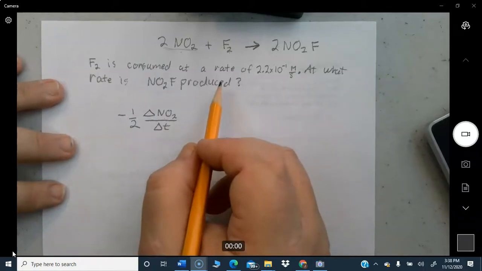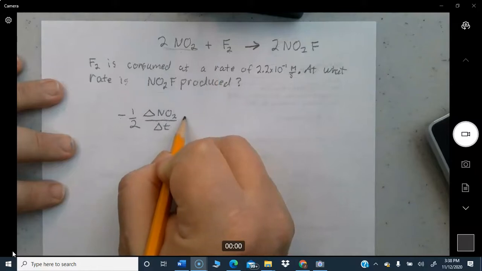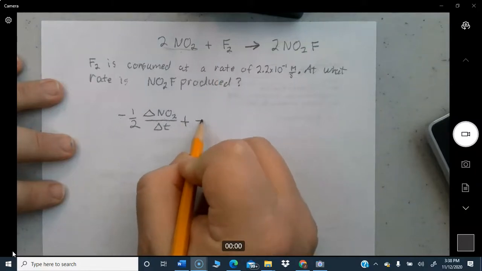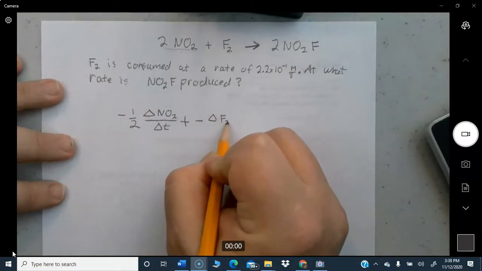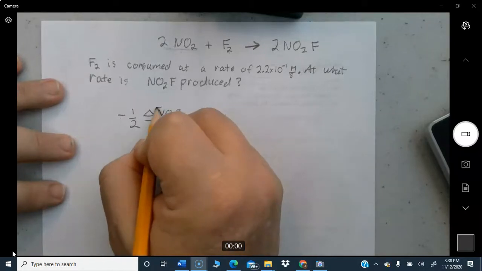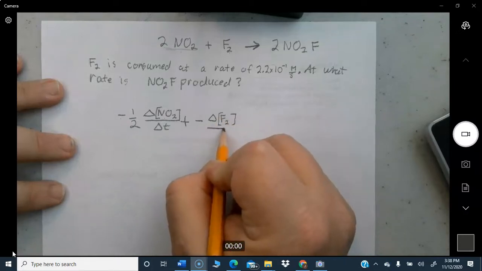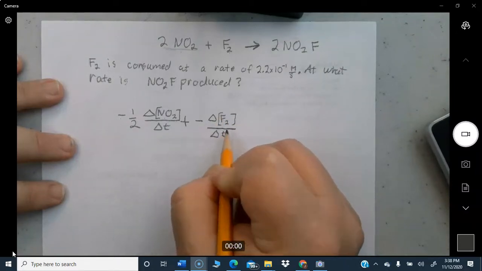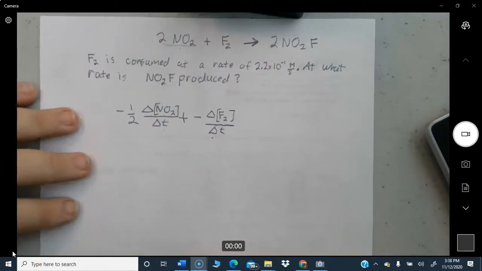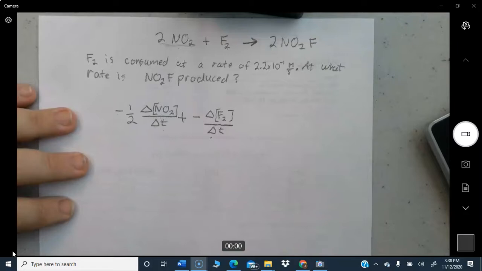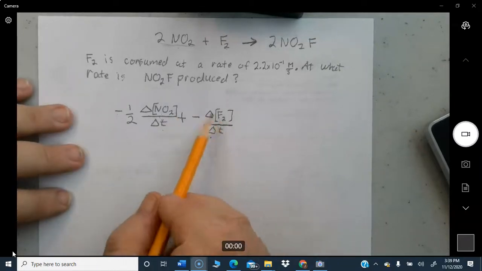Over here you have F2, so it's negative. I'm going to put plus a negative, and it's delta [F2], and I really should put this in concentration brackets here, and it's also over delta t. Delta t, whatever number that is, per second, per minute, it's the same. It means these two things have to be happening at the same time, in the same amount of time. You're doing whatever these are doing.